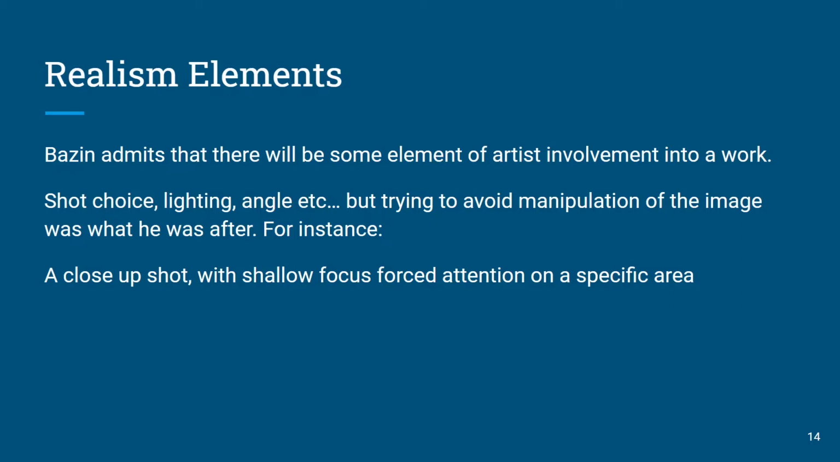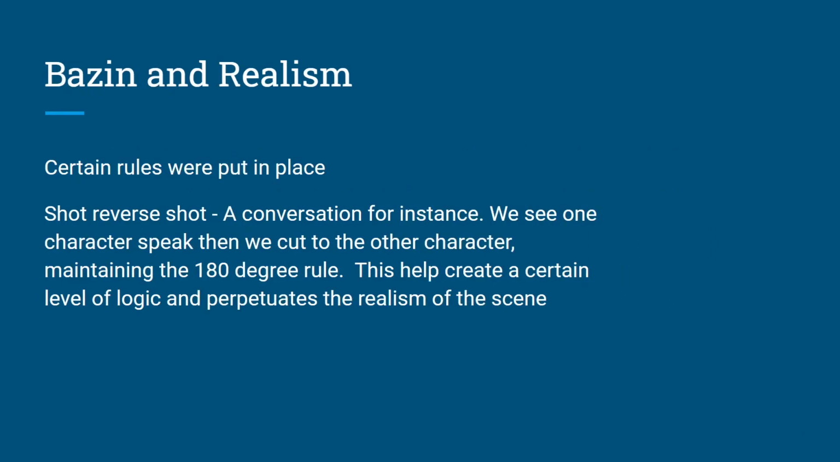Just no beard. So Bazin also admits that there will be some element of the artist's involvement in a work. So things like shot choice, lighting, angle. But he talks about trying to avoid the manipulation of image. And that's what he was after. So for instance, a close-up shot with a shallow focus forces attention on a specific area. He says these things are going to be in there. It's not completely just hitting record and letting the film play out in all ways.